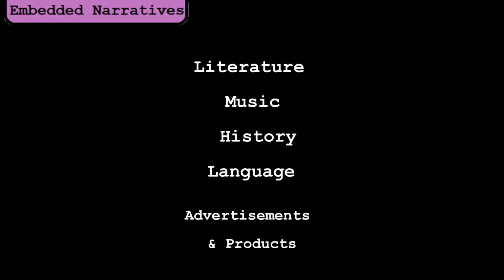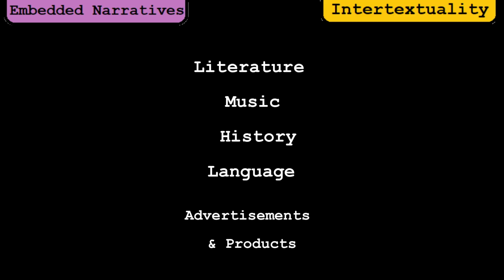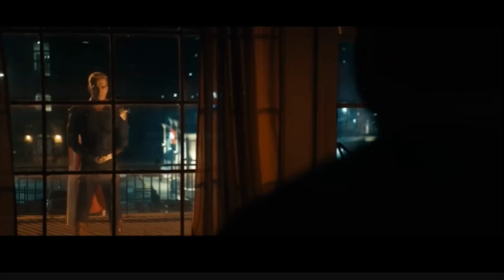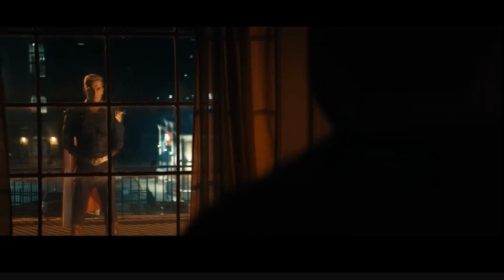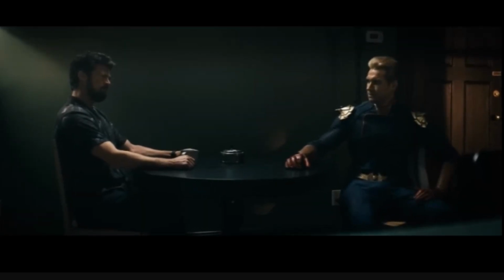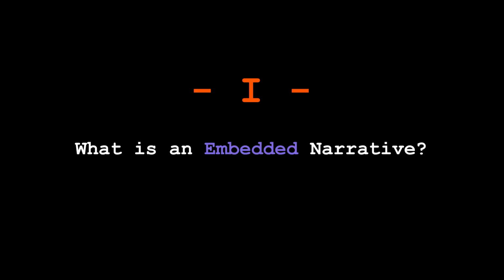I will list these forms and compare each one to its equivalent in intertextuality, just to further understand how it plays against the rules. Disclaimer though, this video isn't implying that one of these is necessarily better than the other. Both are effective when used properly. It's just a good old comparative discussion to understand more about either. What is embedded narratives?